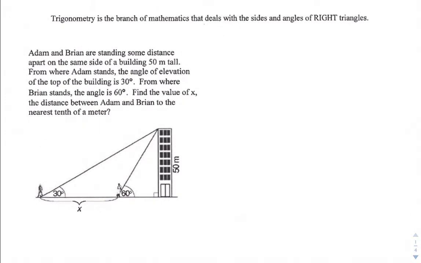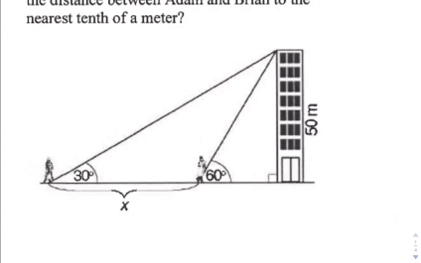Adam and Brian are standing some distance apart on the same side of a building, 50 meters tall. From where Adam stands, the angle of elevation of the top of the building is 30 degrees. From where Brian stands, the angle is 60 degrees. Find the value of x, the distance between Adam and Brian, to the nearest tenth of a meter. So Adam is where the 30 degrees is. Here's Adam. Brian is at this point.